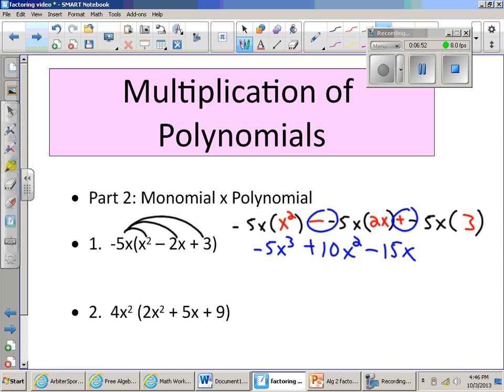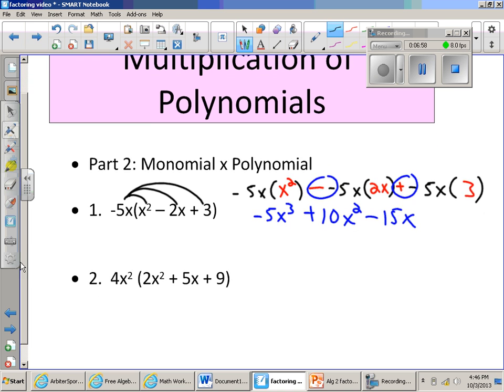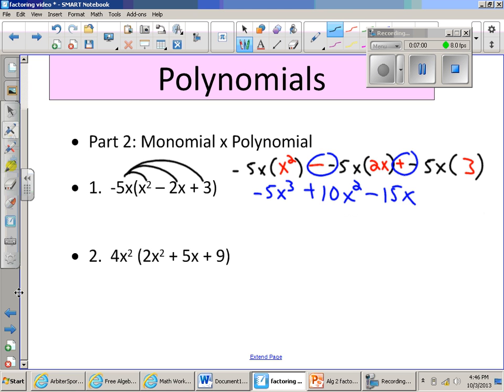Now we need to look to see if we have any like terms. We do not in this problem. Move to problem number 2. We have negative 4x. We're going to take that and distribute it 3 times. So we write negative 4x squared 3 times.